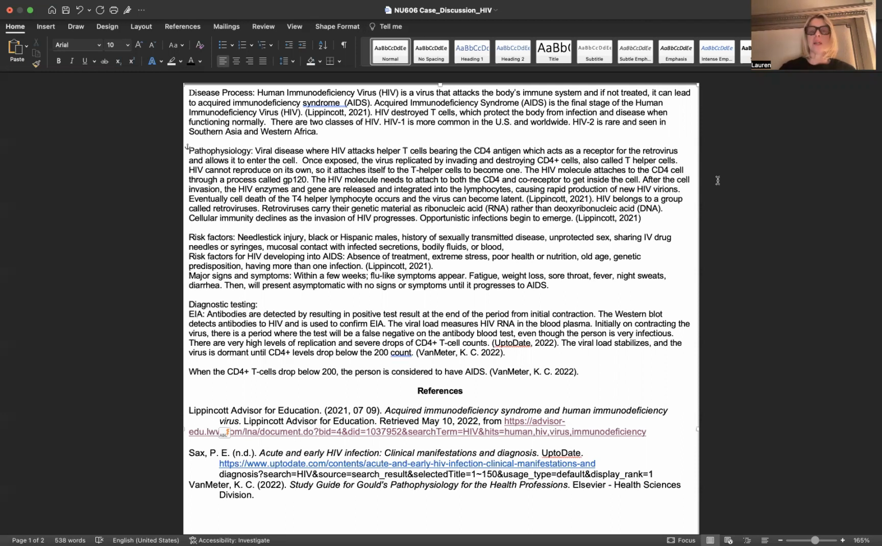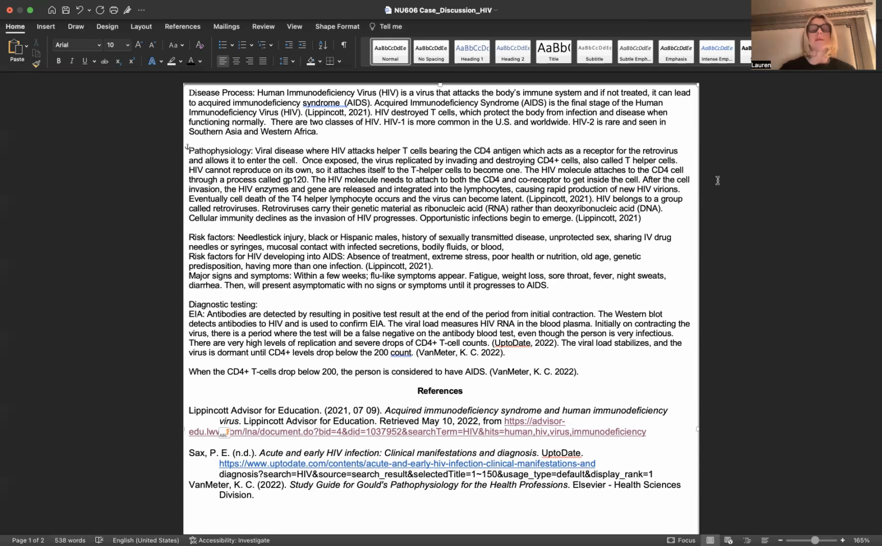This is a virus that attacks the body's immune system. If it's not treated, it can lead to AIDS, which is also known as acquired immunodeficiency syndrome. AIDS is a final stage of HIV. HIV destroys T cells, which protect the body from infection and disease when functioning normally.